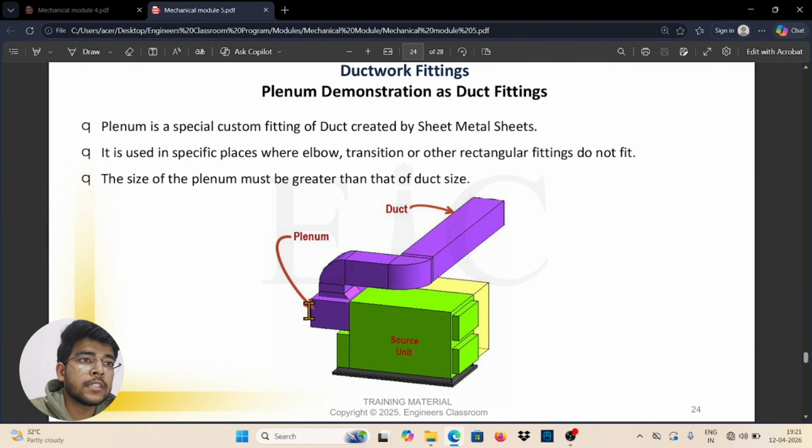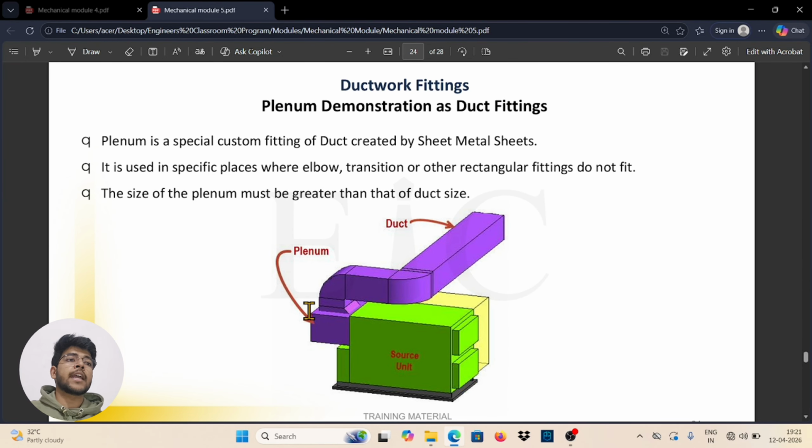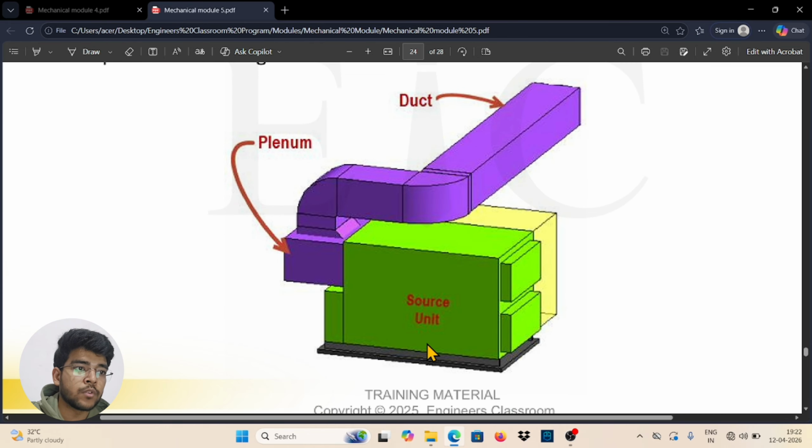You can see here plenum demonstration as duct fittings. So what is plenum actually? Plenum is a custom fitting of duct created from sheet metal. It is used in specific places where elbows, transitions or other rectangular fittings cannot fit, and the size of the plenum must be greater than the duct size. So it is mandatory to have. You can see here plenum attached to the source unit, which can be an AHU or RTU, and it is connected at one end through ducts. So it is called plenum.